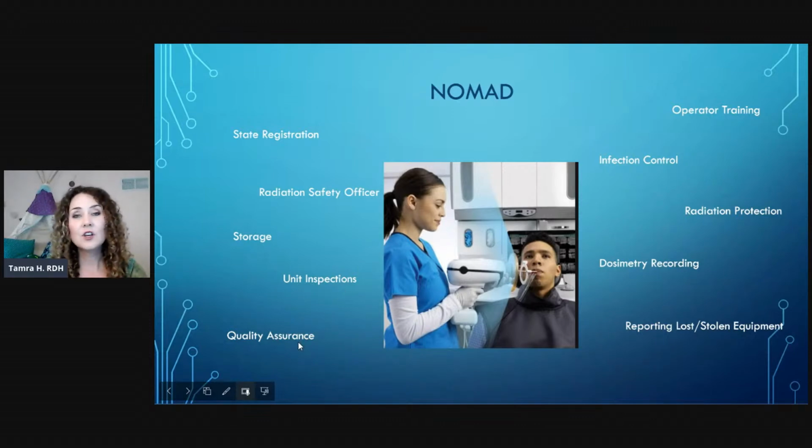Quality assurance. Who helps to make sure that those radiographs that are being taken by all the different staff and auxiliary and hygienists in your office are getting the right images, diagnostic images that the doctor can fully diagnose off of, as well as the ones that are going to be sent off to insurance? We've got to make sure we're taking good radiographs. That way we've got clear information as to why a treatment has been recommended.